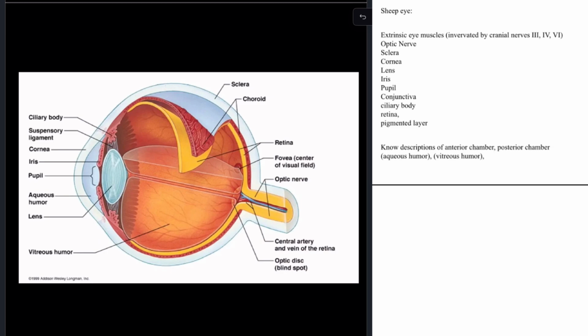So behind the eye, the yellow things right here, those are the optic nerve. That right there is the optic nerve. We also have to know the retina. The retina is this yellow structure going like that. That right there is the retina.